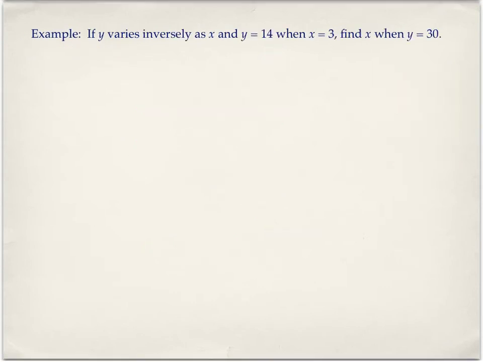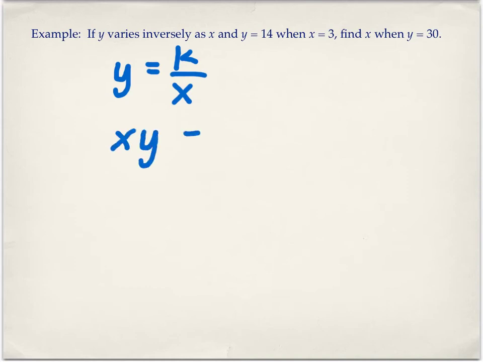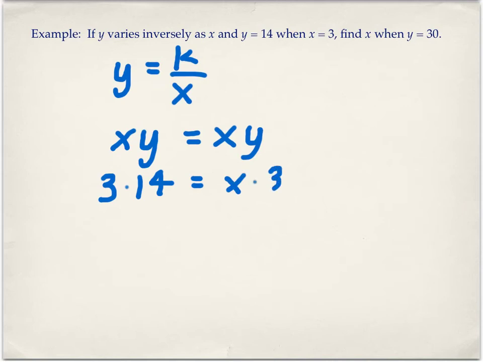Now we get into an inverse one, so let's see what those are like. If y varies inversely as x, y equals 14 when x equals 3. If we're trying to write this, it's going to be y equals k over x. I could try to find that constant, but it doesn't really ask me to here. The way to solve these is not with a proportion, but more of an xy equals xy type equation. First of all, we have y equals 14 when x equals 3, so there's 3 times 14 right there. Find x when y equals 30.